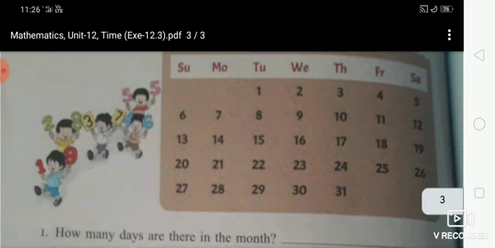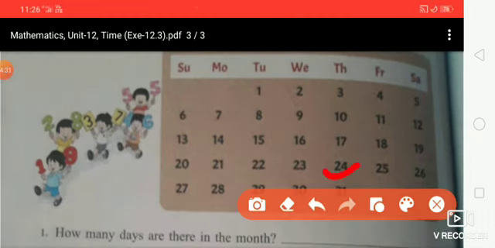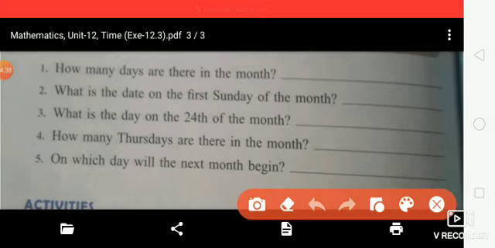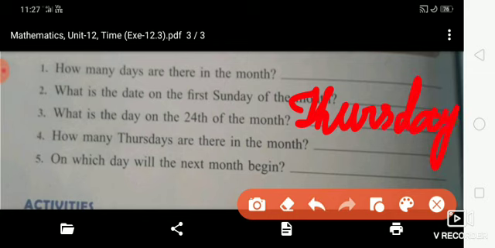Now the third one. What is the day on the 24th of the month? Look here at the calendar, 24. What is the day? Thursday. So write here, Thursday, 24.